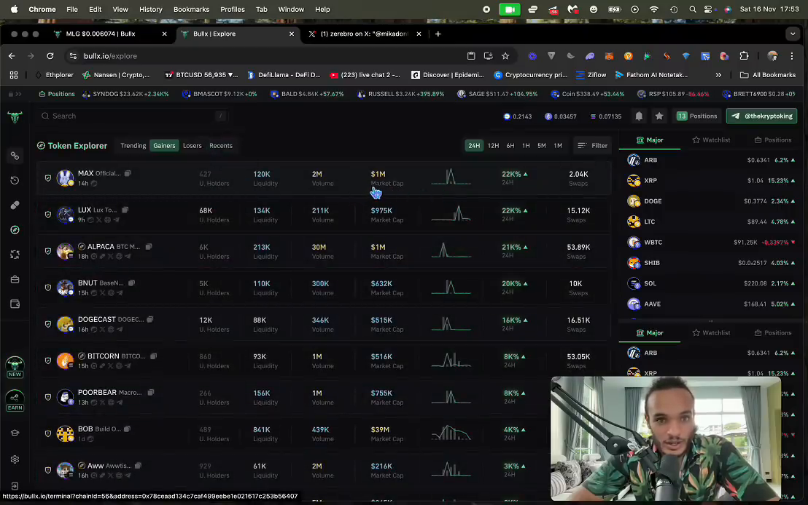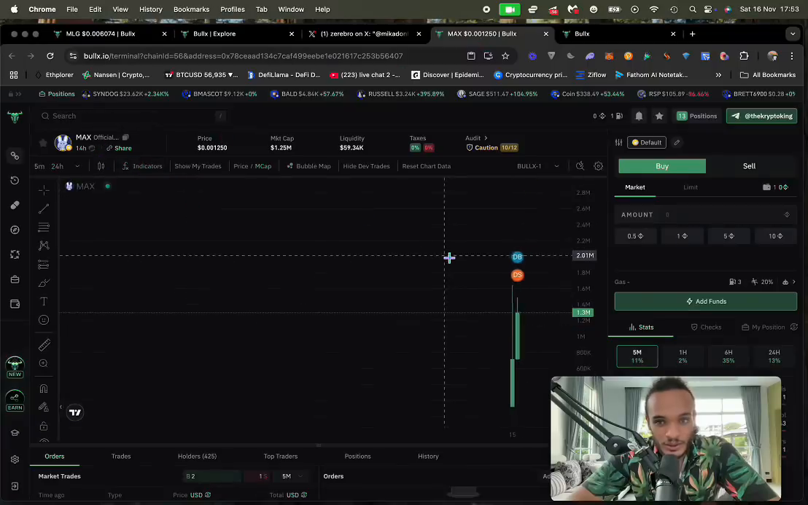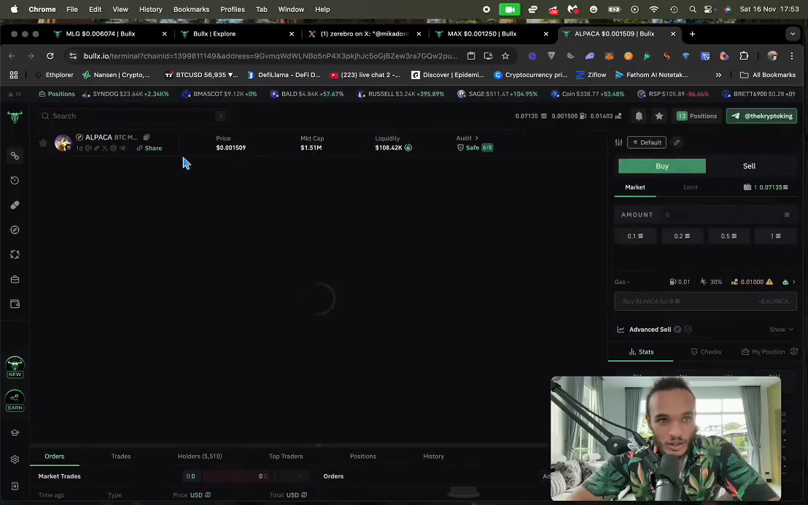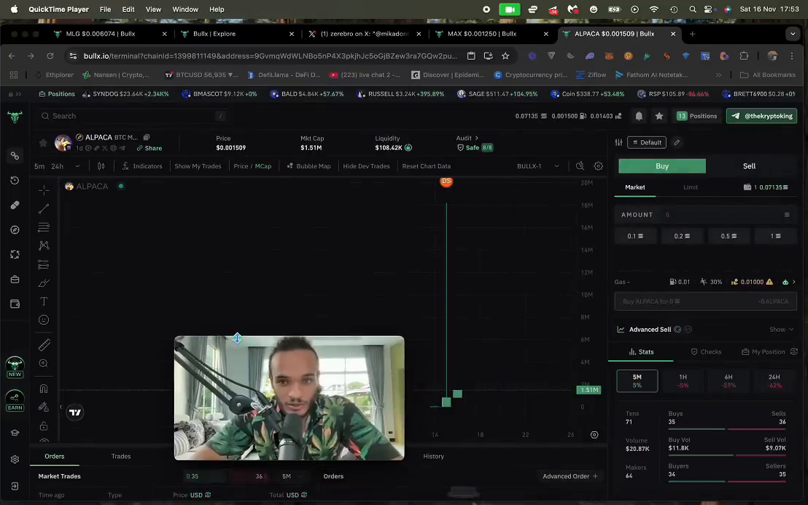You can see this one here has $2 million of volume, $1 million market cap. Alpaca, $30 million of volume, $1 million of market cap. So let's open up both of these here. Now, you can see this one is actually on Binance Chain, BSC. It's currently about 1.3 million. It's only been out for a few days. And Alpaca, as you can see, again, also it's only been out for a few days, but it's currently sitting at $1.5 million market cap.